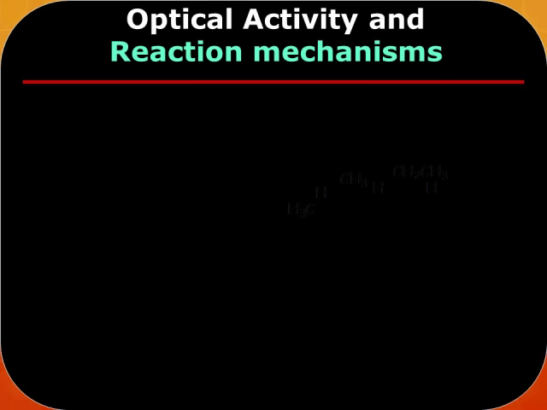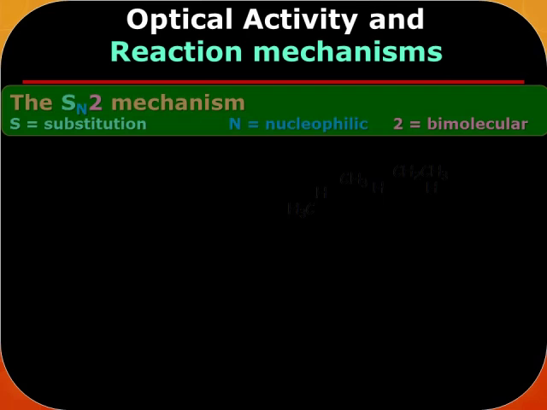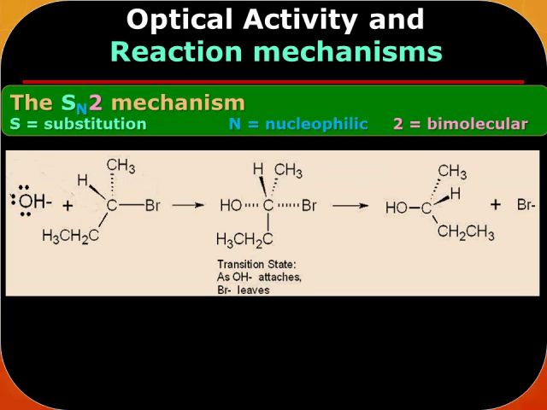Let's learn the optical activity using reaction mechanisms. The first one is the SN2 mechanism. S stands for substitution, N is for nucleophilic, and 2 is for bimolecular. Why is it 2? Why bimolecular? Because both species are involved in the rate determining step, right? One is the hydroxide ion, the other one is the halogenoalkane, C-Br.